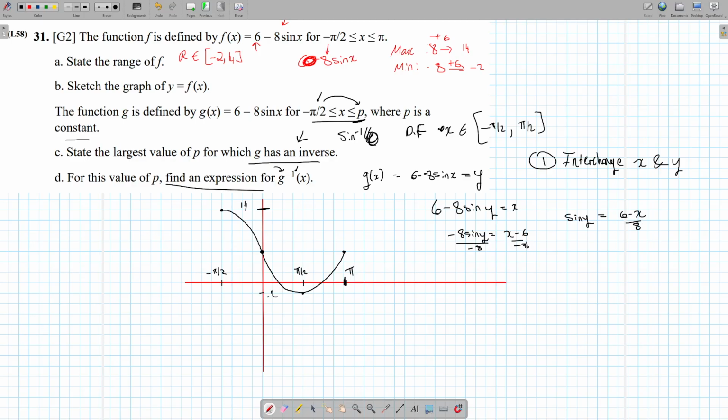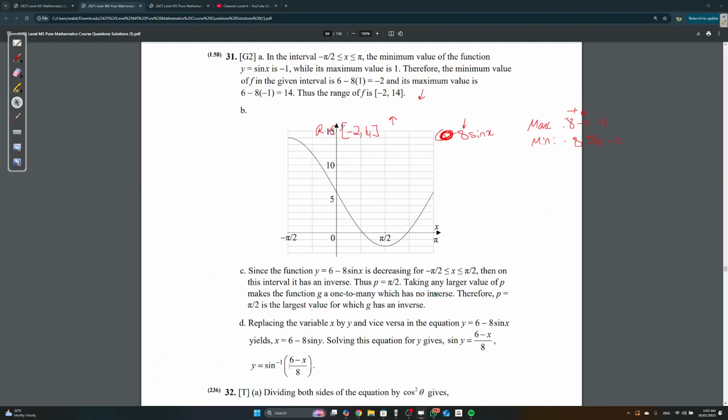To cancel the negative, you can just bring this to the other side. It's math. So y is equal to sine inverse of (6 minus x) over 8. So we found an expression for g inverse of x. Simple as.